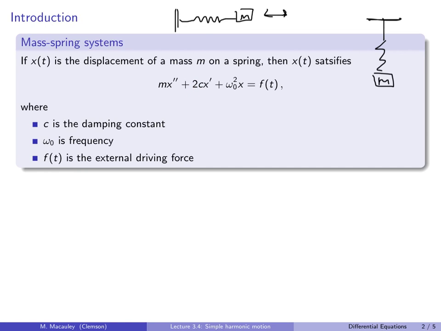So here, c is the damping constant. Omega naught is the frequency, and f of t over here is the external driving force. So we'll examine all of this in more detail shortly.